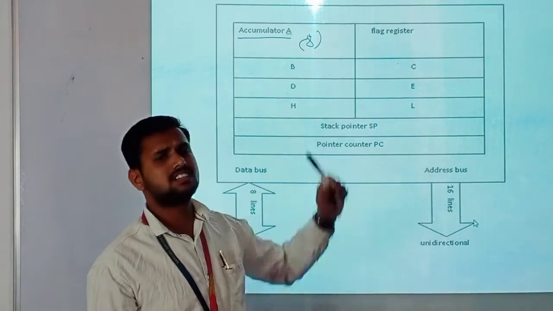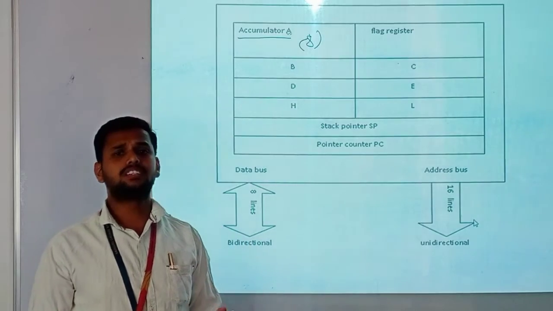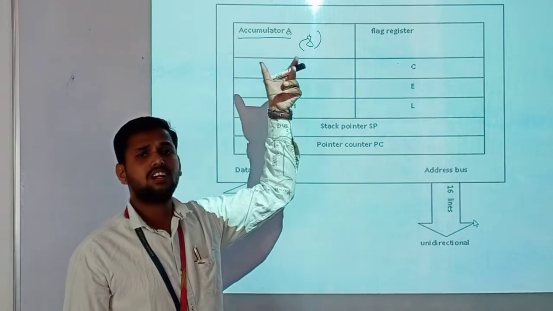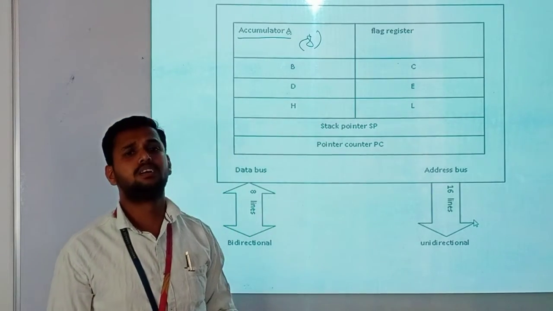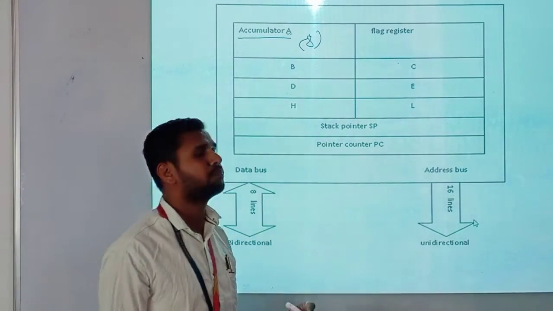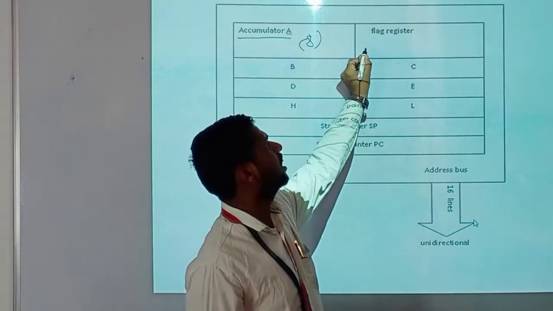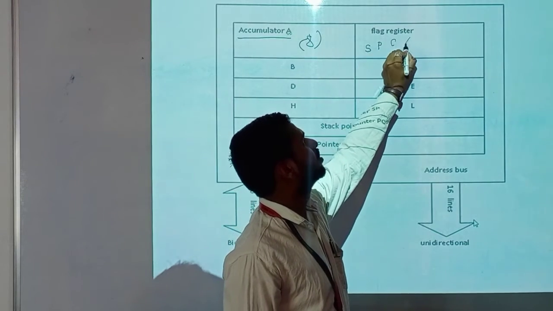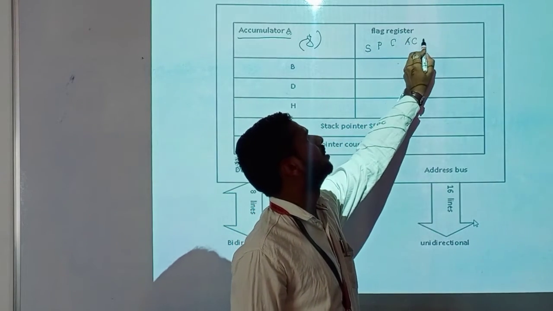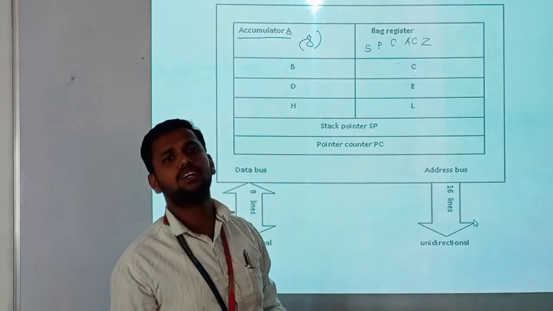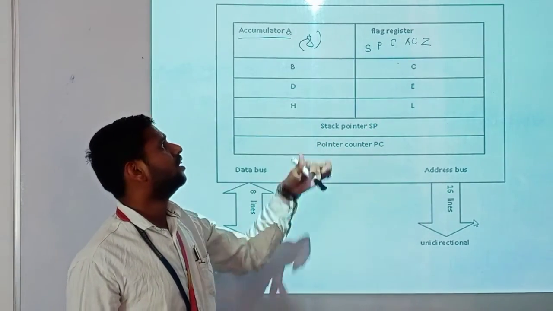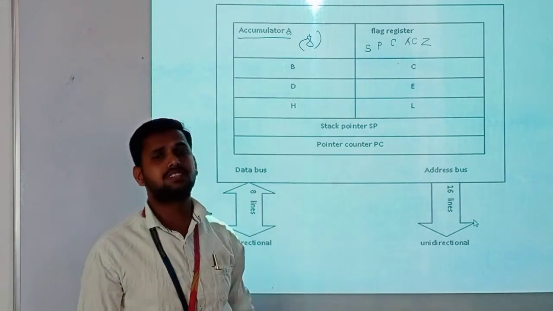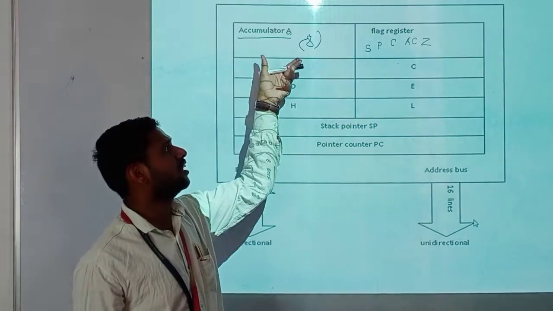Next is the flag register. When we generate a result that is stored in the accumulator or A register, the status of this result is set by the flag register. In the flag register there are different flags that can be used, such as the sign flag, parity flag, carry flag, auxiliary carry flag and zero flag. It is also similar to the accumulator, an 8-bit register, and each bit serves a purpose.